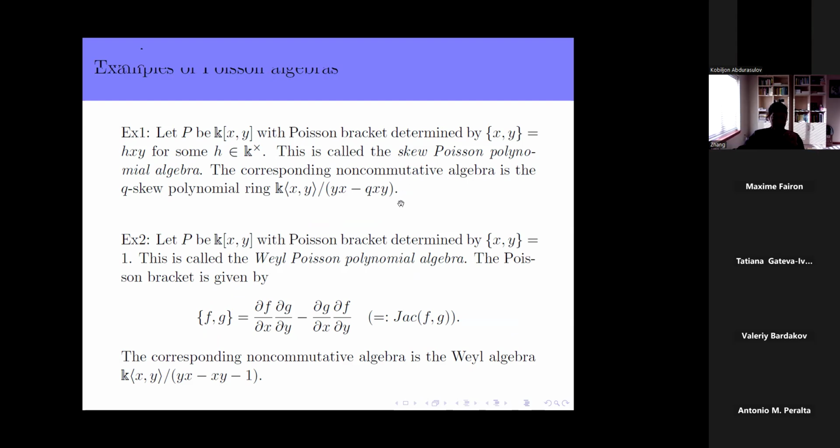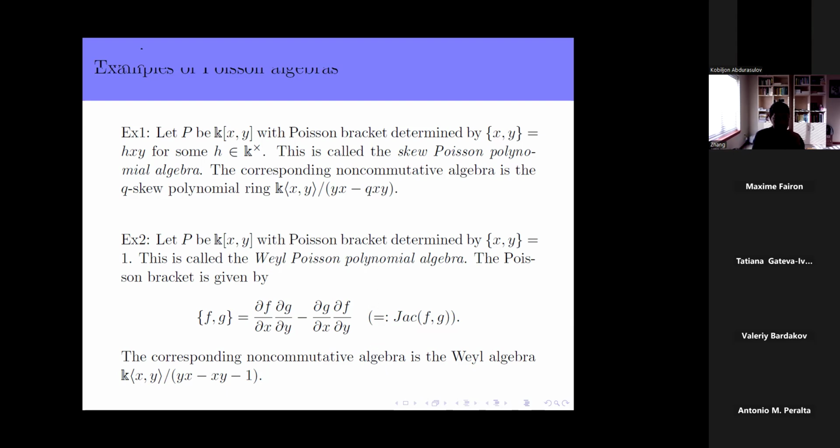The second example: if we change the Poisson bracket to the bracket of x, y equal to 1, then this one is called the Weyl Poisson polynomial ring or algebra. And basically for any f and g in the polynomial ring, the Poisson bracket is given by this formula. Then the corresponding non-commutative algebra is the first Weyl algebra.